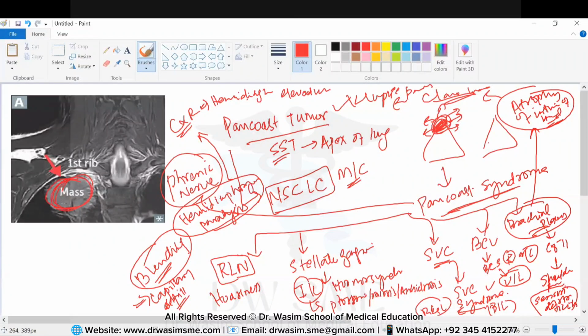Hence, the Pancoast tumor arises in the apex of the lung, and it compresses the nearby structures, which we have already discussed, and the signs and symptoms occur according to its compression or invasion of the nearby structures.